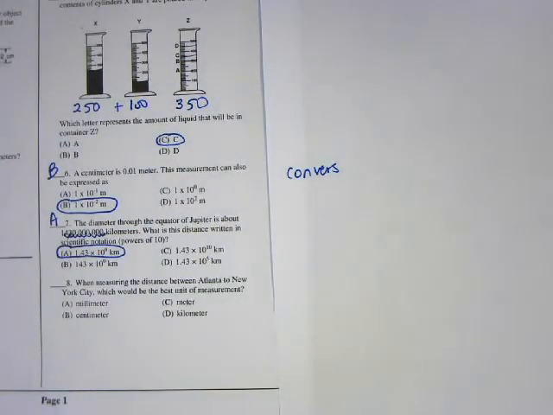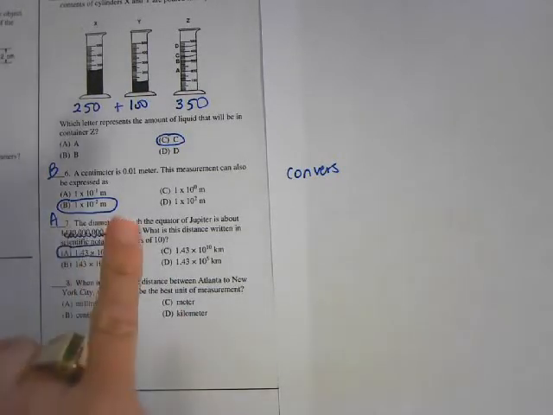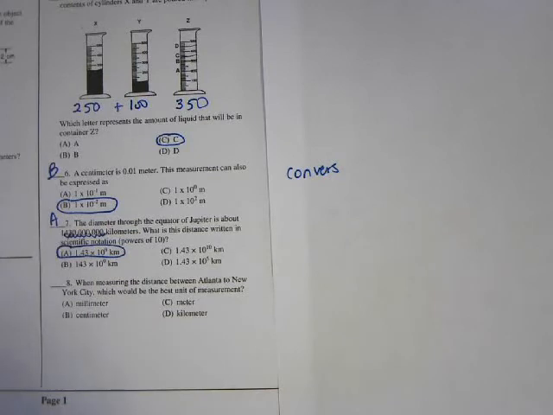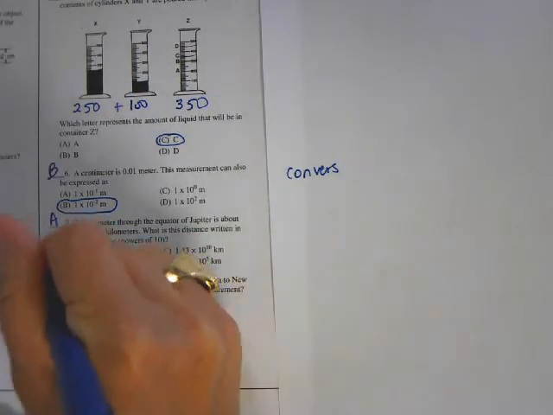Number 8, when measuring the distance between Atlanta and New York, which would be the best unit? So again, a millimeter, that's the little teeny weeny lines on the meter stick. We know a centimeter is a little bit wider than my small finger. Is that a good unit? A meter, well, that's the meter stick. So obviously the largest unit is going to be the best, which is going to be the kilometer.